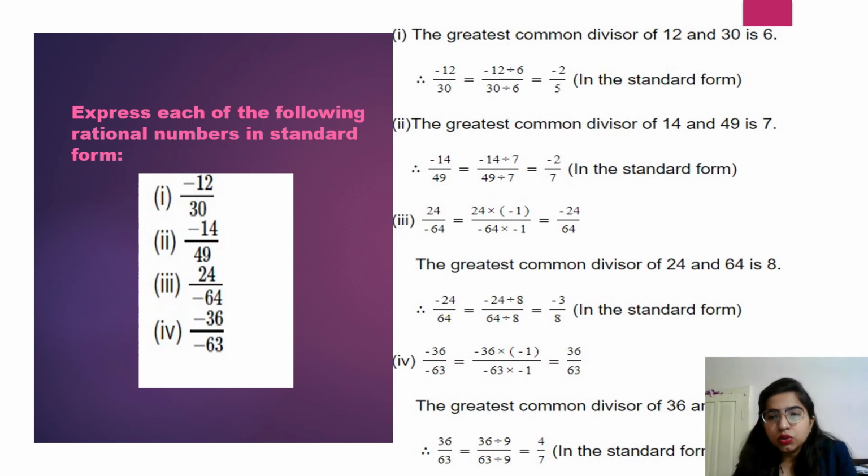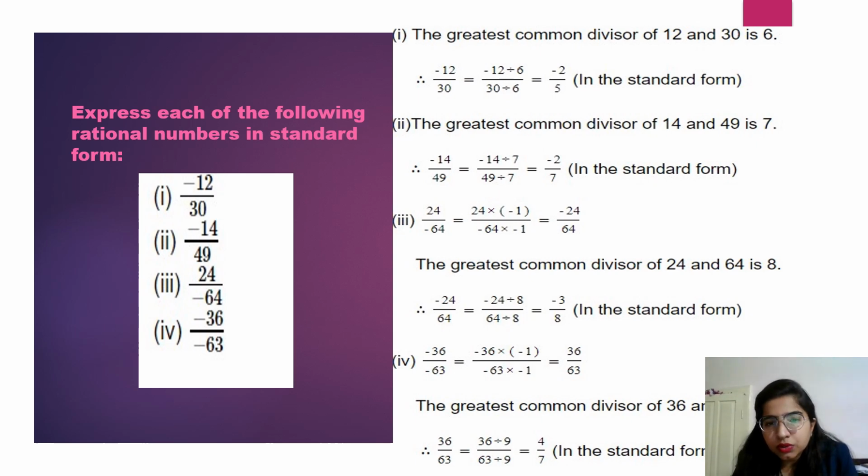So next question, next part, minus 14 by 49. What you have to make? Standard form. Divide it by 7, because on the same table we have to cancel them. On 7 I'm going to cancel them. Minus 14 divided by 7 will be minus 2 and 49 divided by 7 will be 7. This will be the standard form.